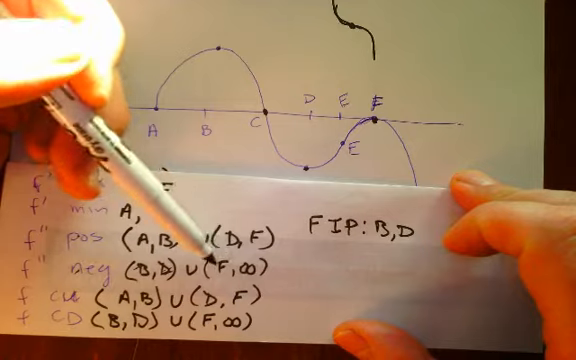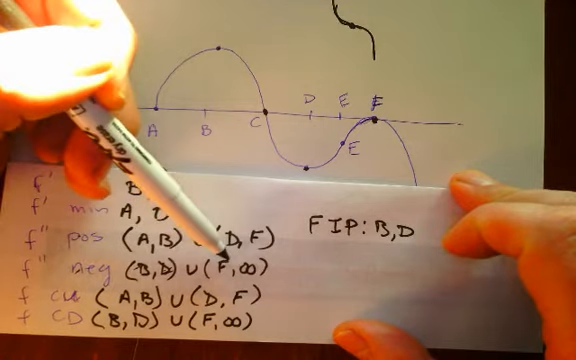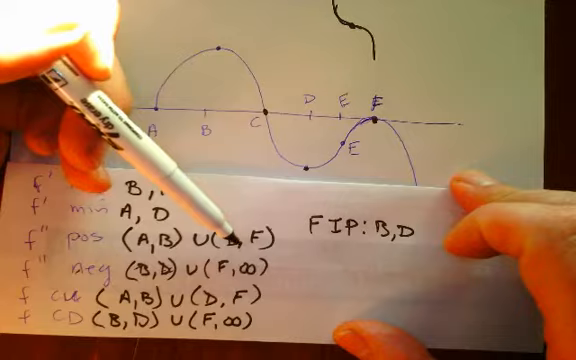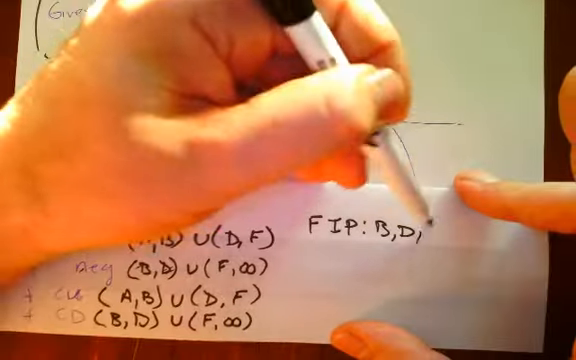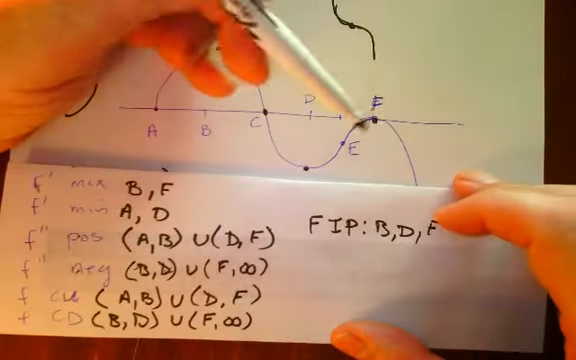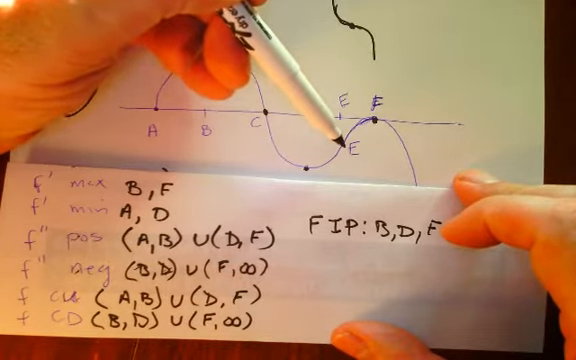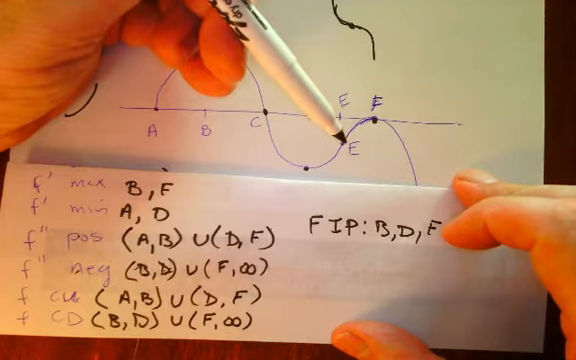What about at F? Well, at F, we see that we've gone from f double prime negative to f double prime positive, and so that means we also have an inflection point there.